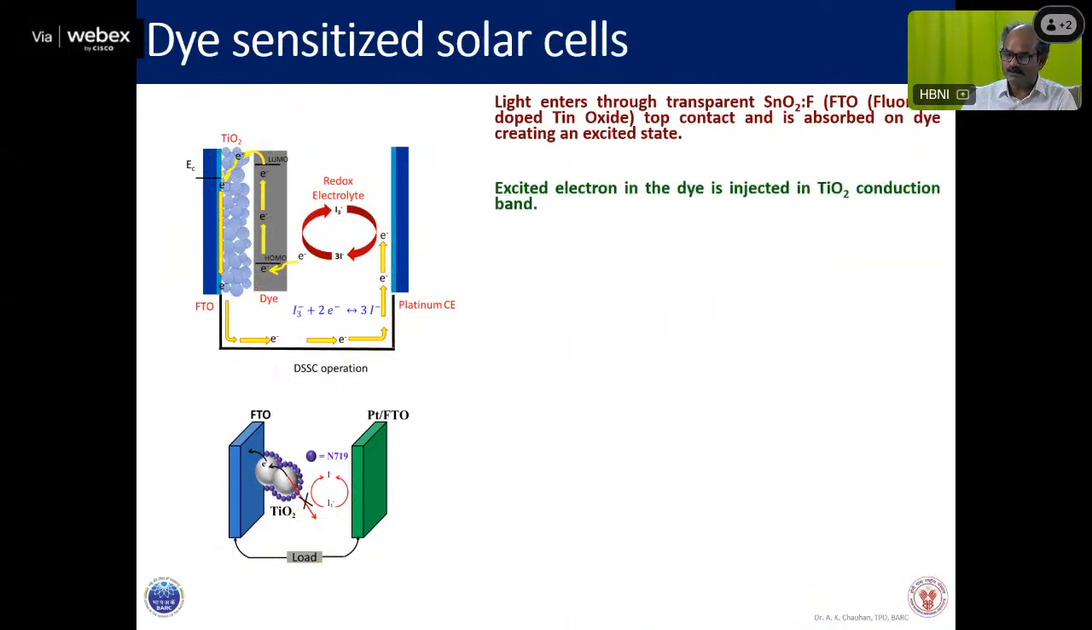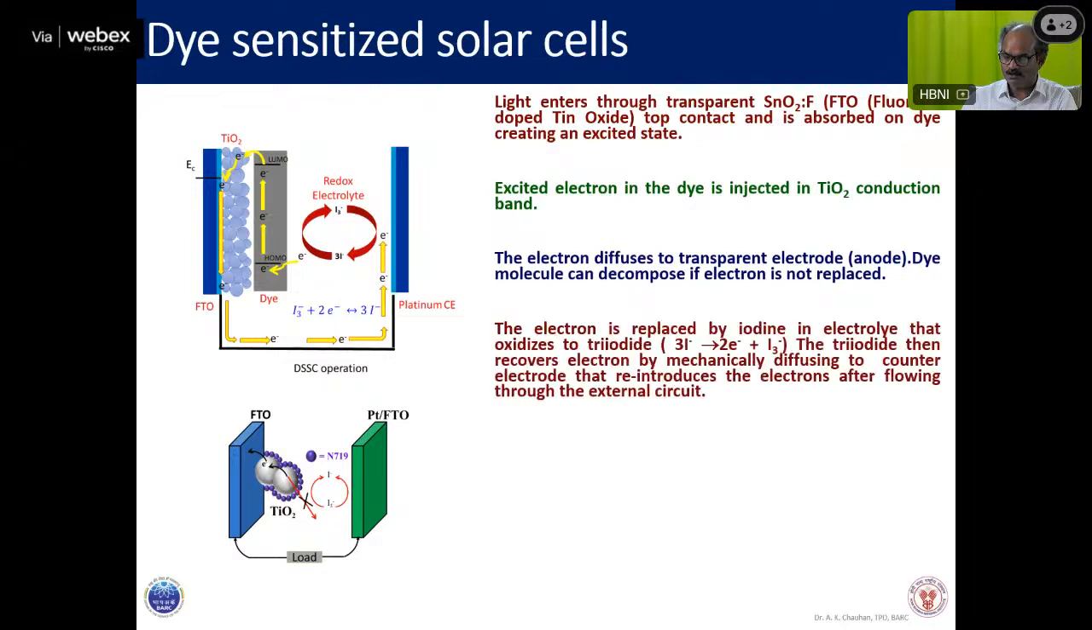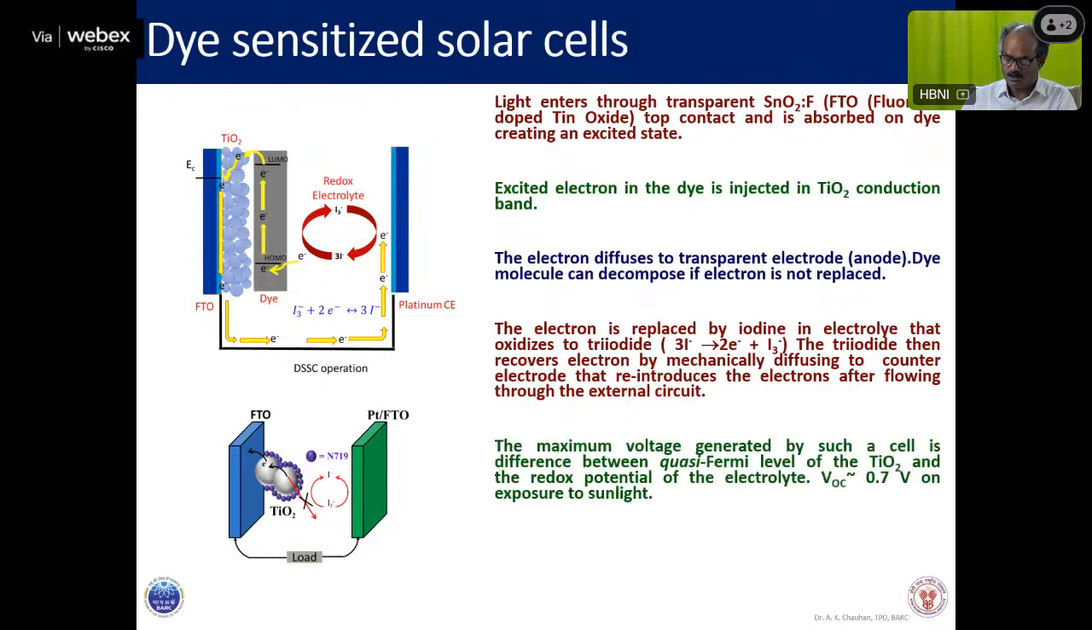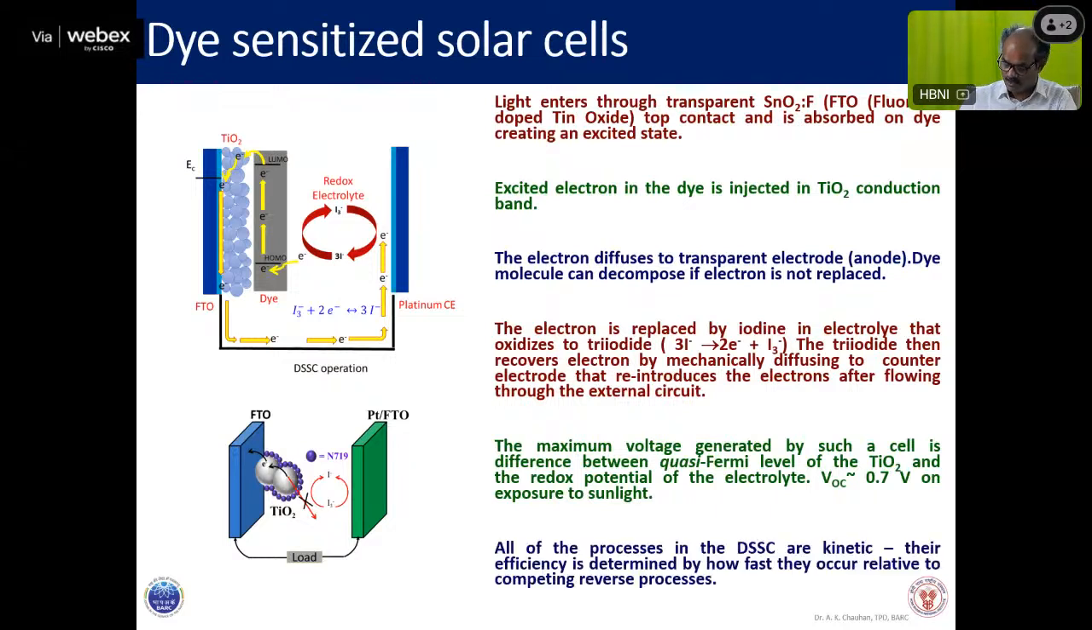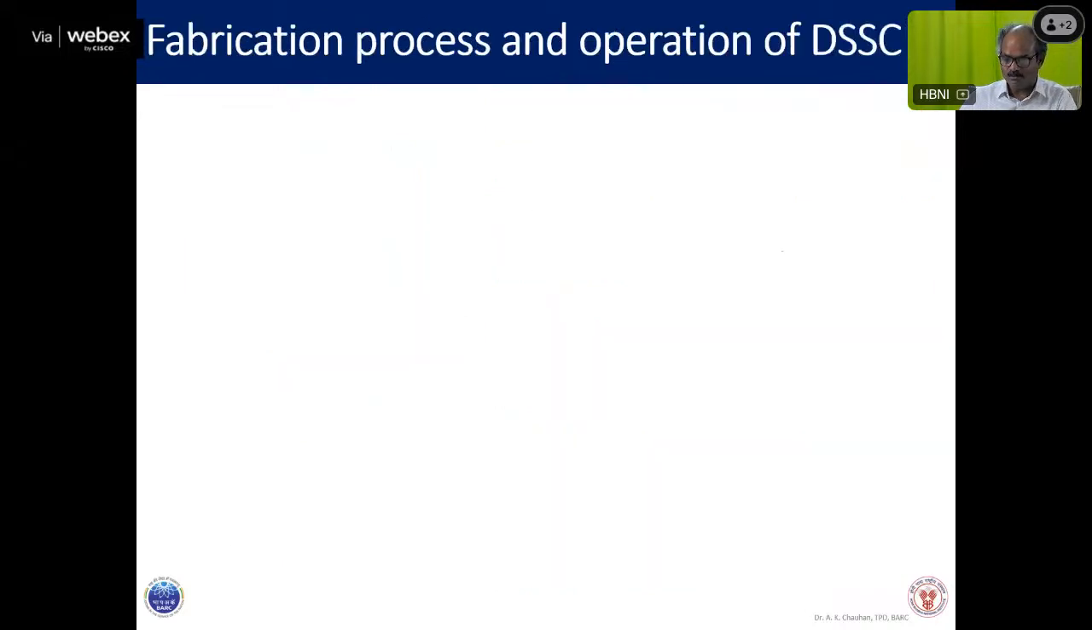So light enters through the transparent electrode. I have already explained this in detail, and I will show an animation in the next slide, so everything will be clear to you. The maximum voltage generated by such a cell is nearly about 0.7 volts, for these reasons. All of the processes in DSCs are kinetic. Their efficiency is determined by how fast they occur relative to competing reverse processes. So I will show you all the competing processes here, and the fabrication process also.